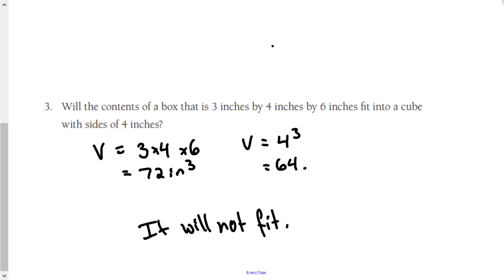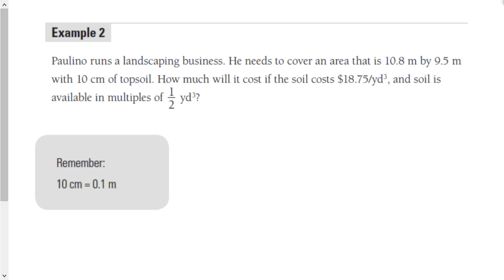Okay, example 2. Paulino runs a landscaping business. They need to cover an area that is 10.8 by 9.5 meters with 10 centimeters of topsoil. How much will it cost, if the soil costs 18.75 per yard cubed and the soil is available in multiples of 1.5 yards cubed? So we need to convert this from meters to yards. So 1 yard is equal to 0.9 meters.